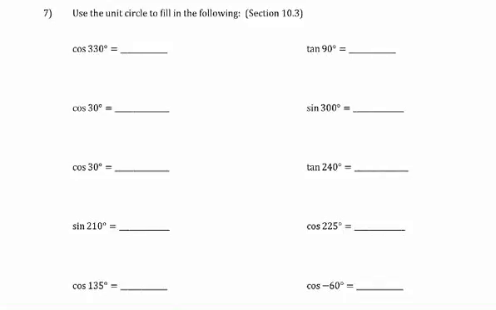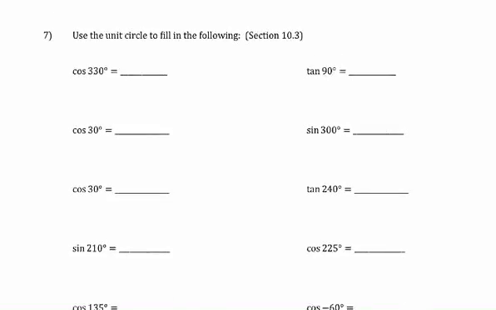For number 7, it says use the unit circle to fill in the following. Use your unit circle, people. If you didn't bring yours, you kind of set yourself up for failure. So remember, when we're talking about cosine and sine, our cosine is our x value on our coordinate plane, and the y coordinate is the sine of your angle.